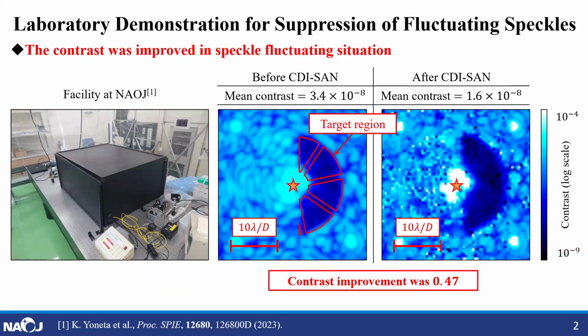The center image is the integral image in a speckle-fluctuating situation before the CDS-SAN method. We calculate the mean contrast in the target region. Mean contrast before the CDS-SAN method was 3.4 times 10 to the minus 8. The right image is after the CDS-SAN method. The mean contrast in the target region was 1.6 times 10 to the minus 8. Contrast improvement by the CDS-SAN method was 0.47.